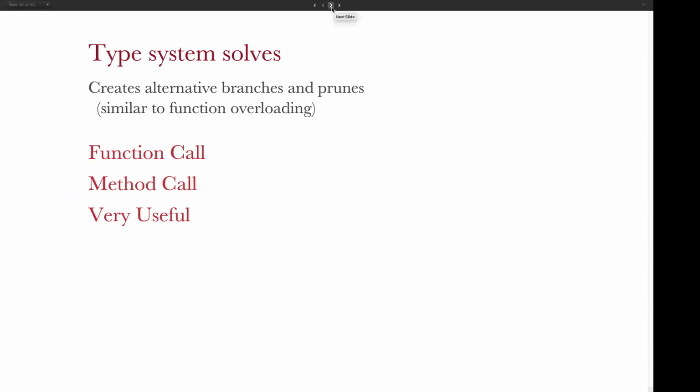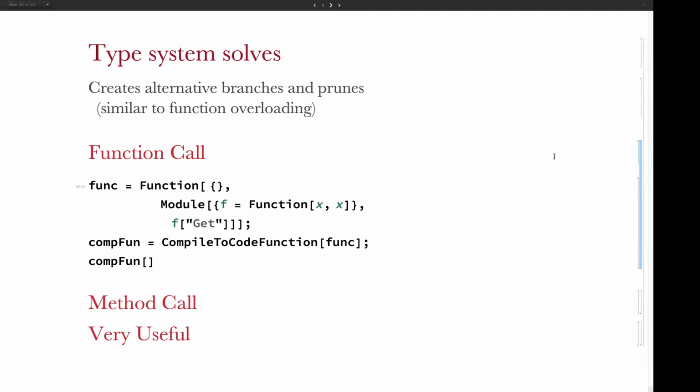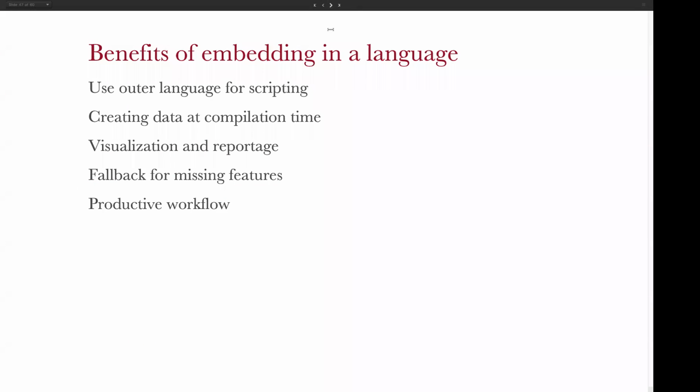So we taught our type system to work with these ambiguous syntaxes. Again, it creates alternative branches and then prunes them using the same technology that's used for function overloading. I'm not going to work through all these, but it works. This has proved to be very useful, and I think this is a fairly unique feature of our compiler and our type system. So that's something that's quite nice.